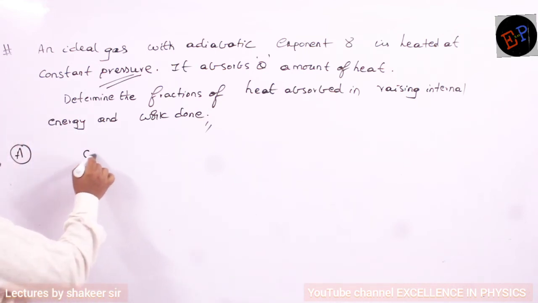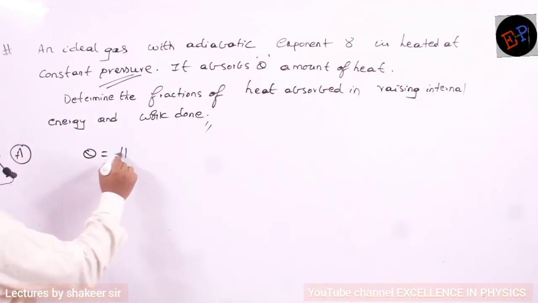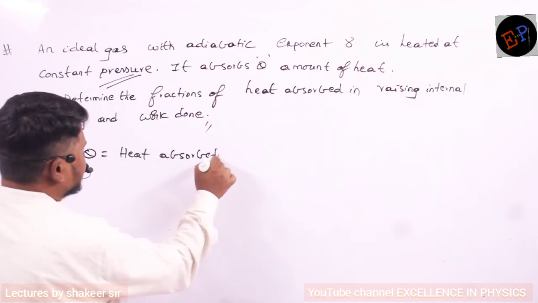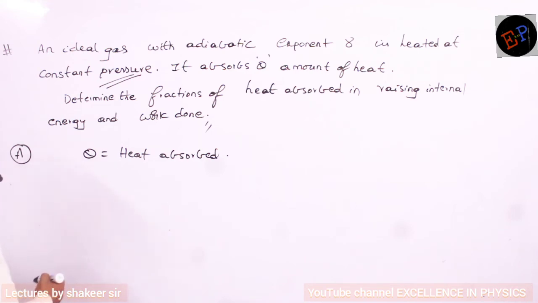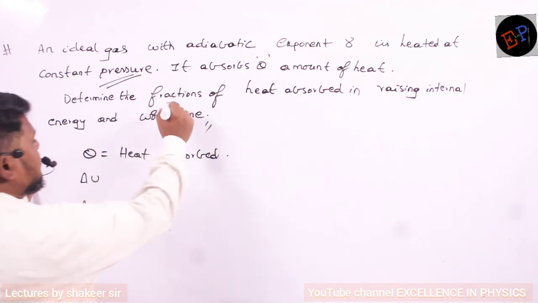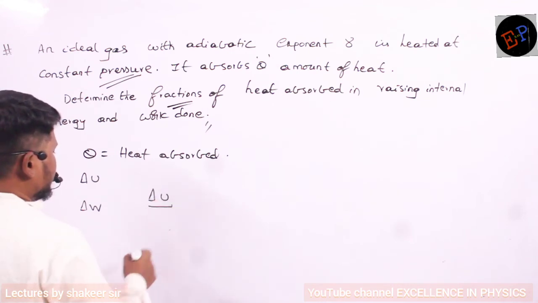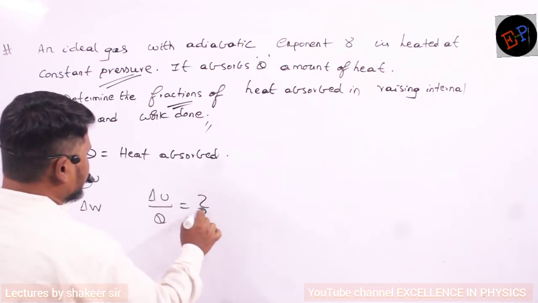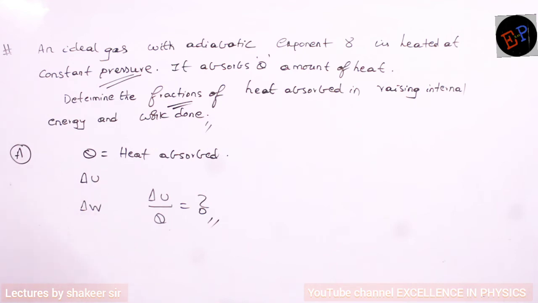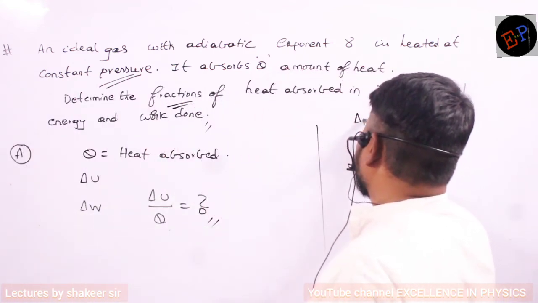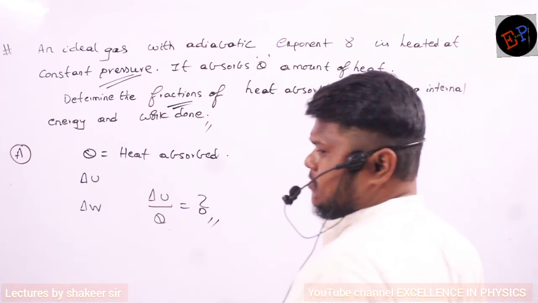What is the meaning of this? What is meant by Q? Q is called heat absorbed, or heat supplied to the system. And raising internal energy means delta U. Work done means delta W. So he is asking for fractions. The first fraction is the rise in internal energy divided by Q. Understood? The second fraction is work done divided by the total heat energy which is supplied.